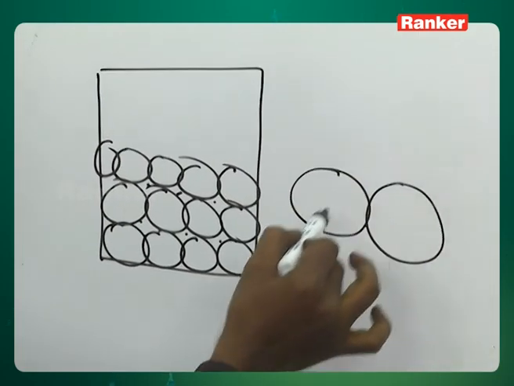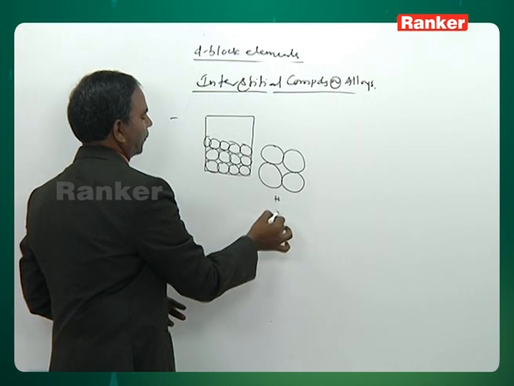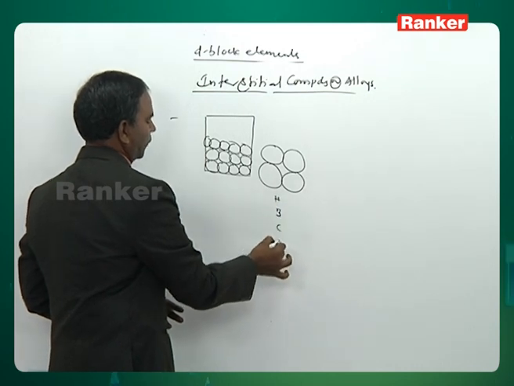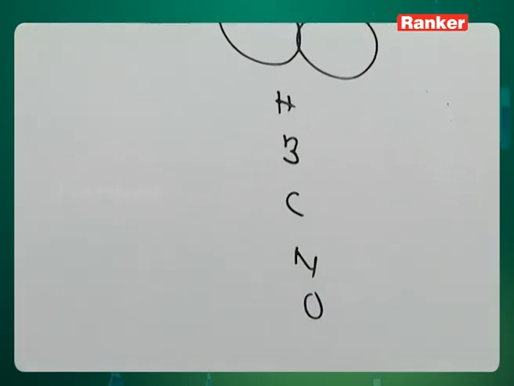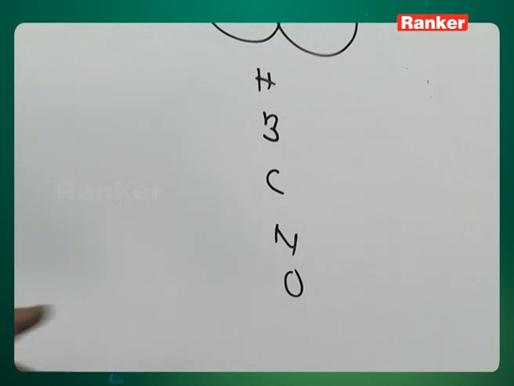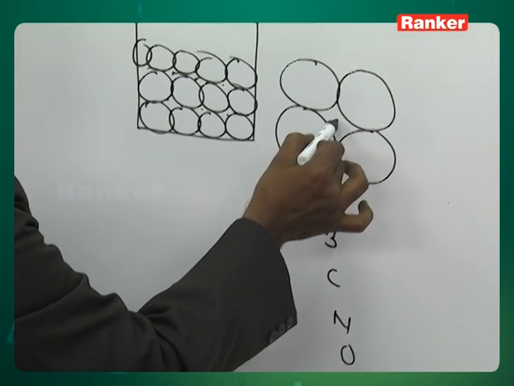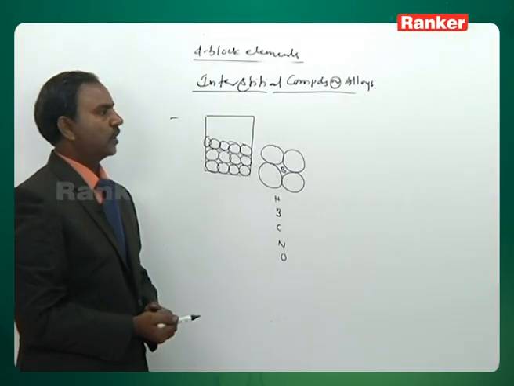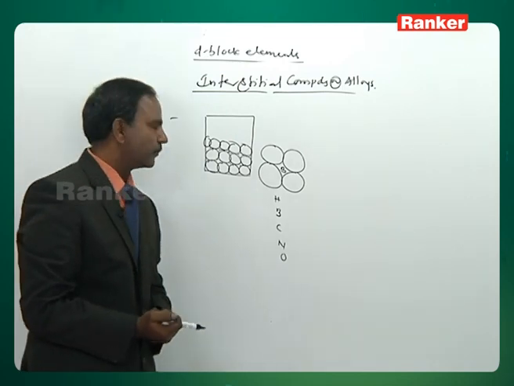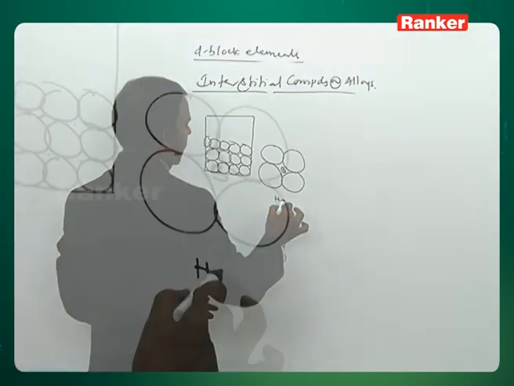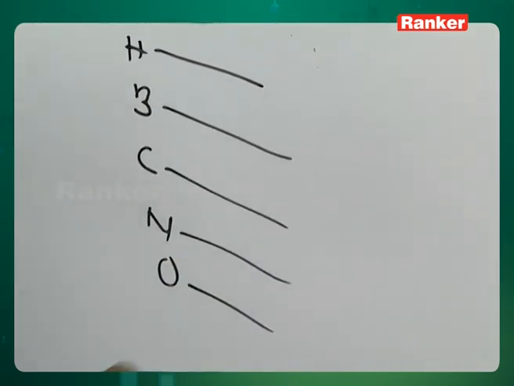One more important point is there in this particular color property. Let me explain what that important point is. What I generalized: any d0 configuration or d10 configuration is colorless. For d0, you can take scandium plus 3 and titanium plus 4. And for d10 configurations you can consider copper plus 1, zinc plus 2. These are d0 configuration, these are d10 configuration. They are colorless, no doubt.